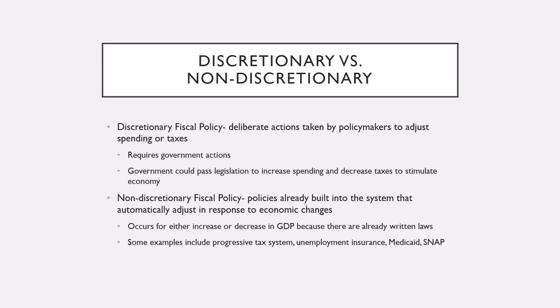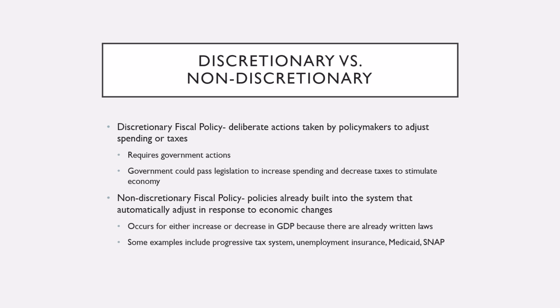Some examples of this include a progressive tax system. The more progressive the system, the larger the degree of stabilizers. And then, as an example of real GDP decreasing or a recession, some of these programs, such as unemployment insurance, Medicaid, or SNAP, the Supplemental Nutrition Assistance Program, more people become eligible for them as the laws are already built in to do so.